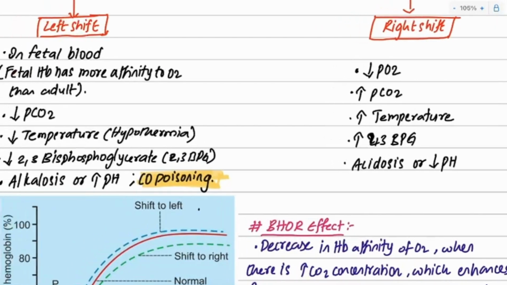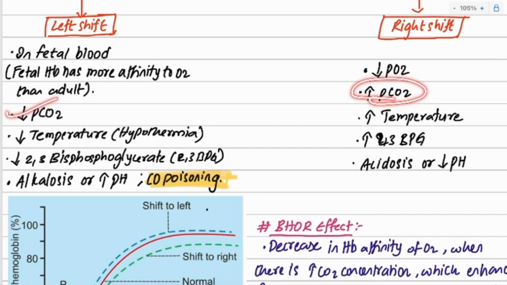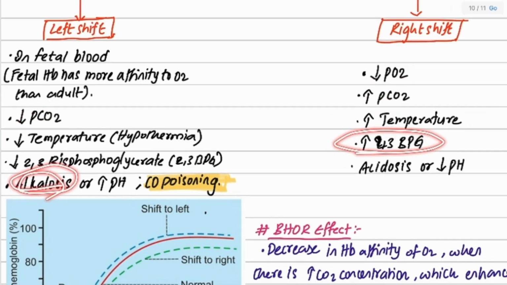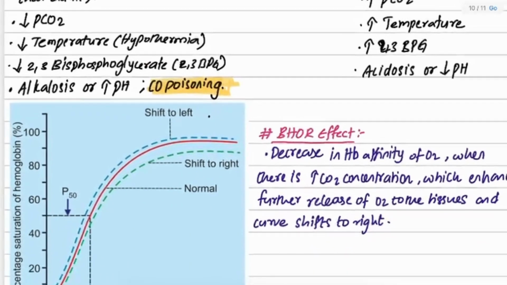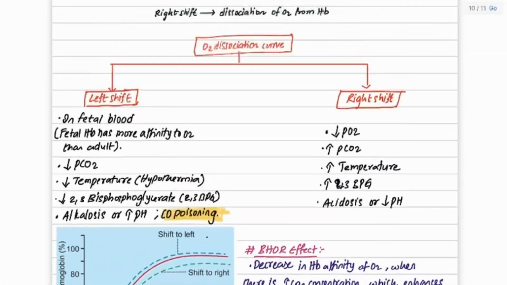Next, right shift, opposite to this. Increase in PCO2, increase in temperature, increase in 2,3 BPG. Here it is not alkalosis, it is acidosis. So this is the basic funda.